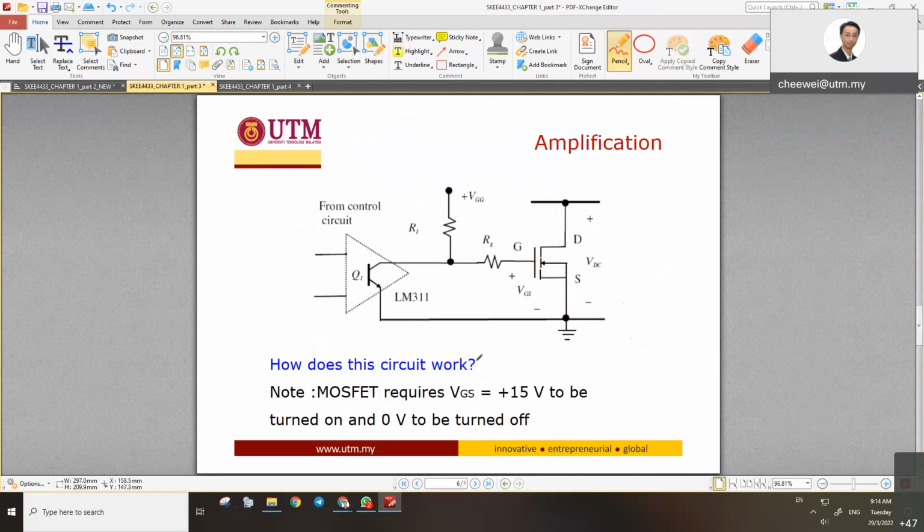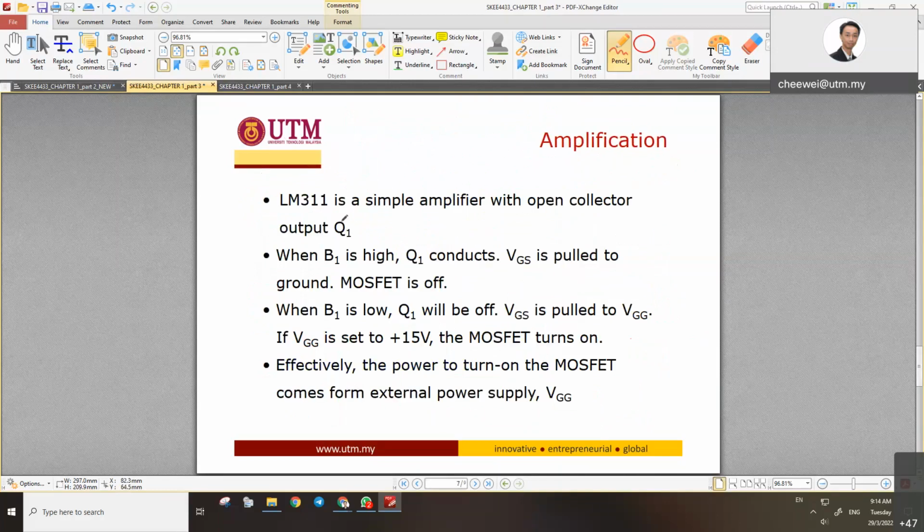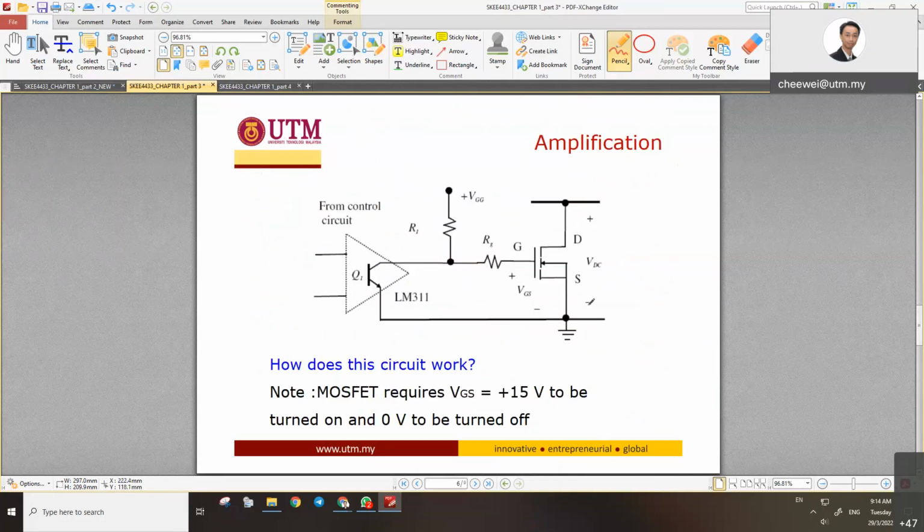Okay, this is another example of amplification. How does it work? You can read it here. Very simple. By turning on this Q1, what happened? The current is flowing to the ground. If the voltage is 0, because the current is flowing to ground, so this voltage is 0. VGS equals 0. So it turn on or turn off? If you supply 0 volt, it will be off.